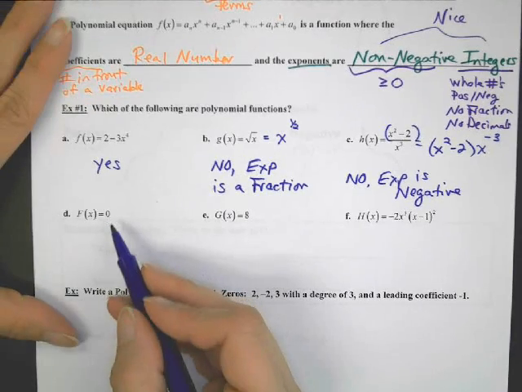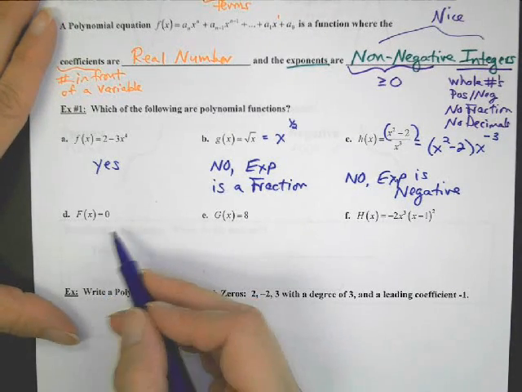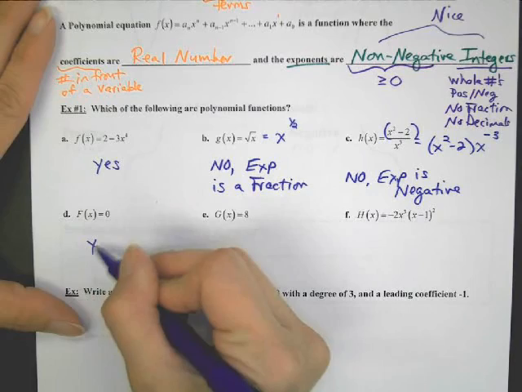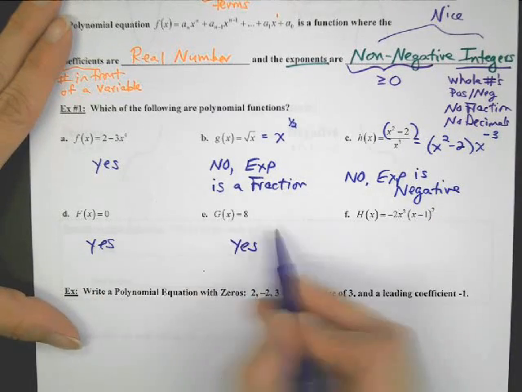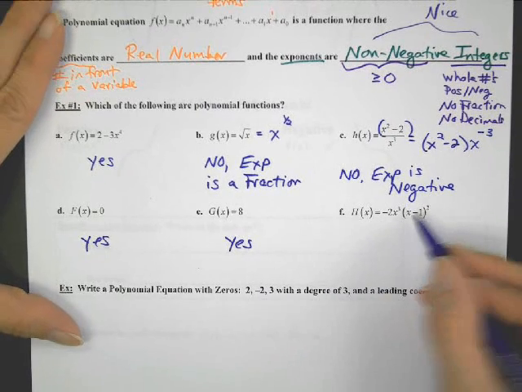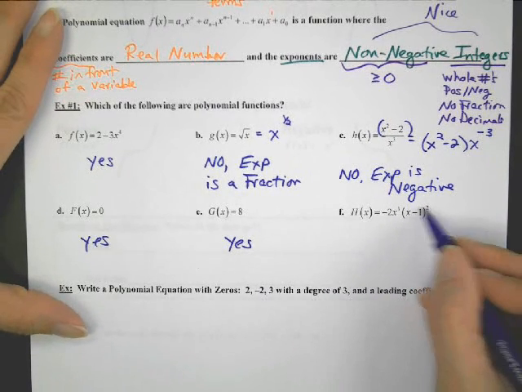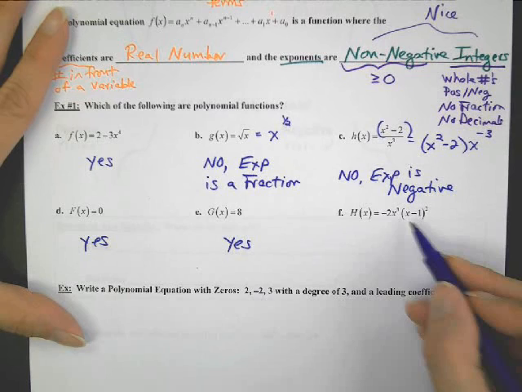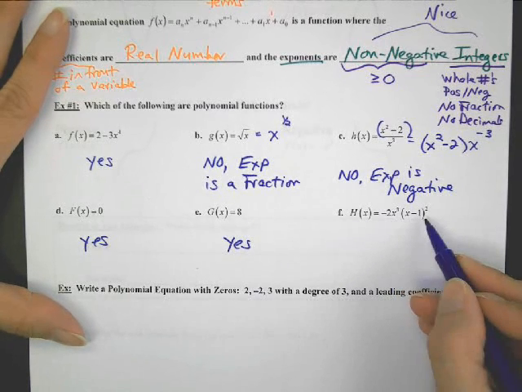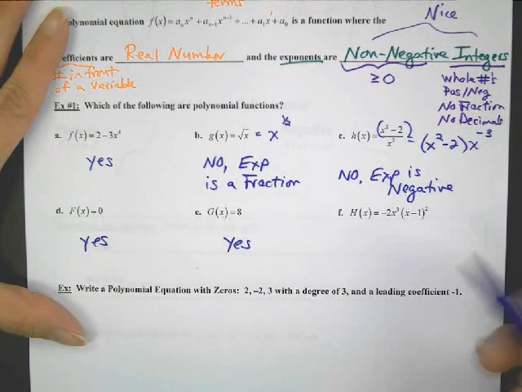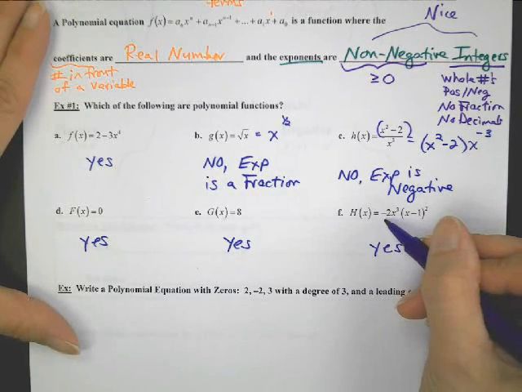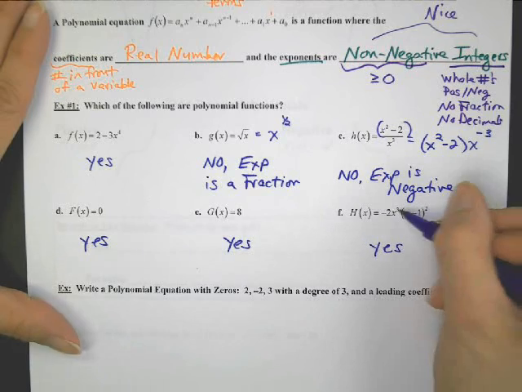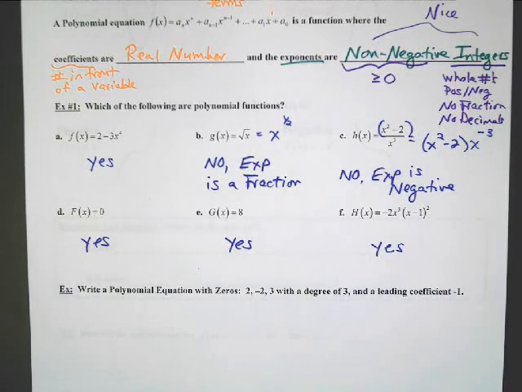All right, here's some more. What if it's just 0? There's no x's, just one number. Yes, that's a polynomial function. How about if it's an 8? Yes. These are horizontal lines. Take a look at this one. We could distribute it in. We could FOIL that out. I don't see any fractions or negatives on the exponents. So yes, some people are worried about the negative out in front. You can have a negative coefficient, but we're talking about the exponents.